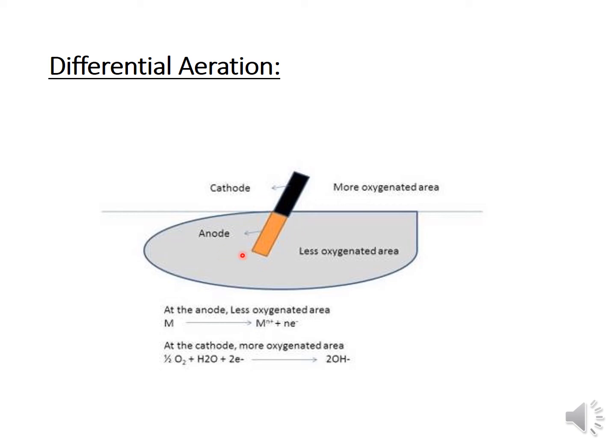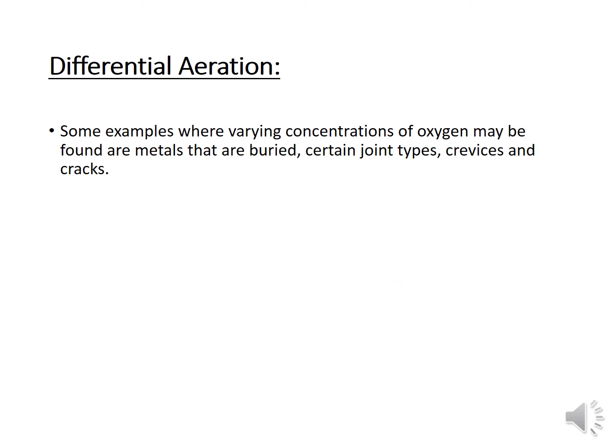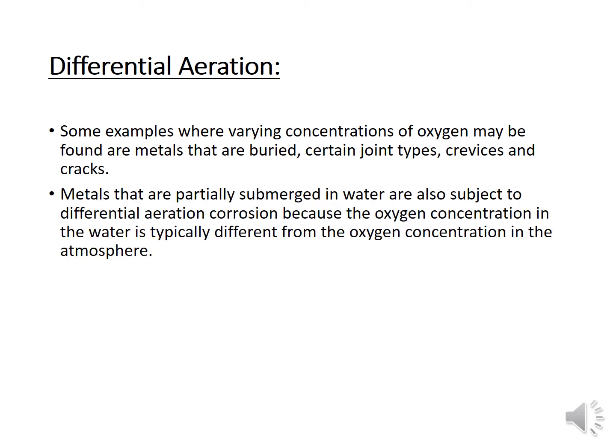So at the anode, the less oxygenated area, the metal is going to lose electrons to form a cation. At the cathode, it will remain as it is, going to evolve OH minus. This is observed for underground pipelines, certain joint crevices and cracks.